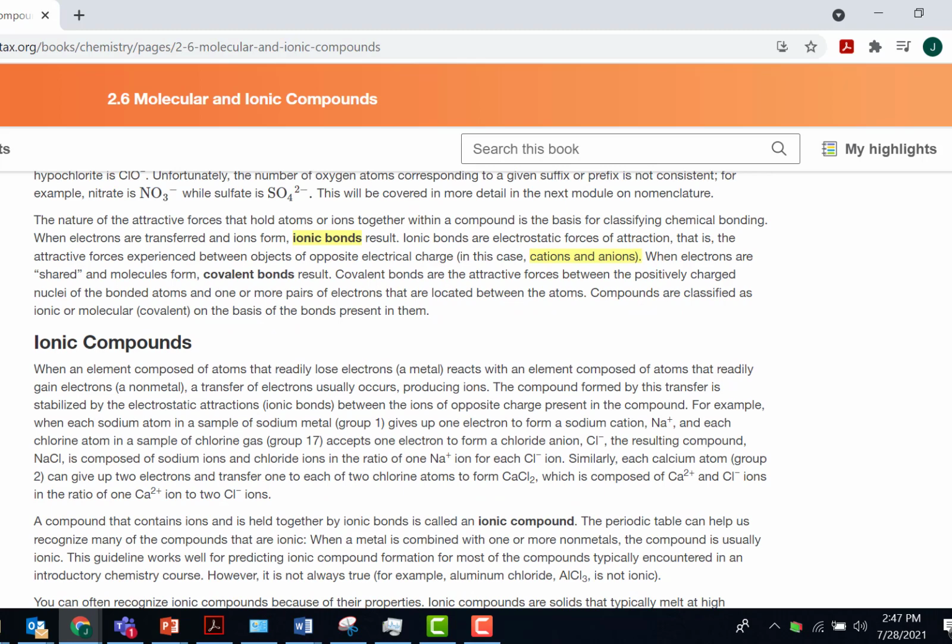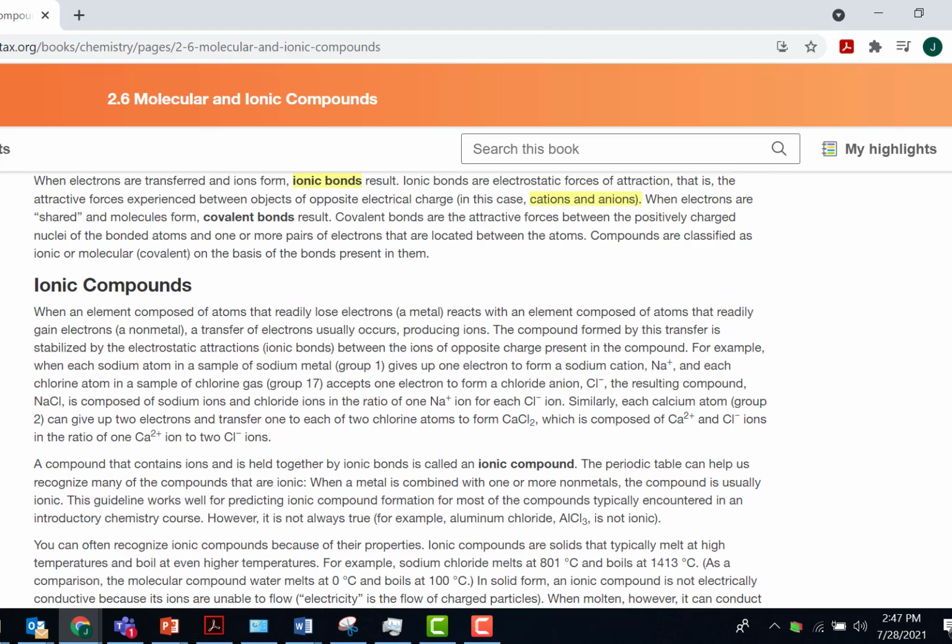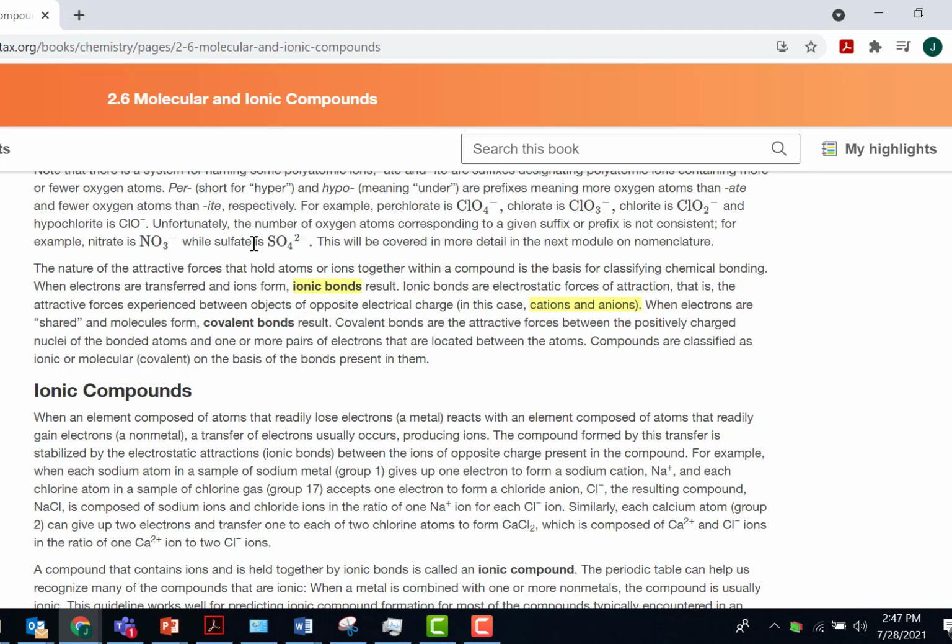Now, the other kind of thing that can happen is something called a covalent bond. So let's talk a little bit about covalent bonds. In a covalent bond, we're not having these positive and negative charges. What we're doing instead is we're sharing electrons.